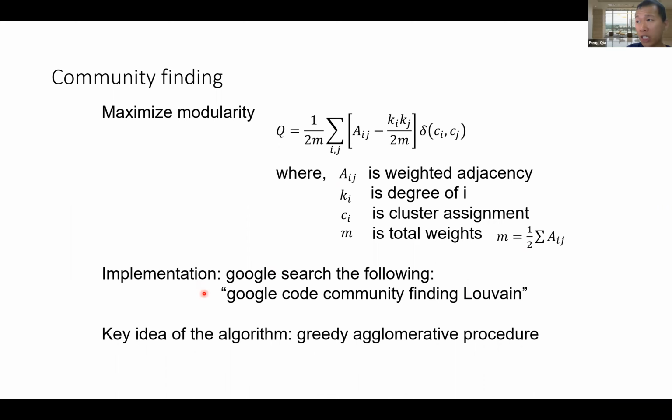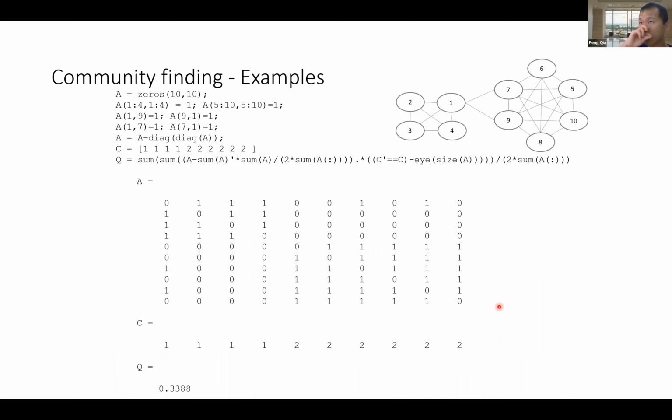And by the way, for implementation of community finding, there is a very good implementation by the Google Code community. So if you just Google search Google Code community finding Louvain, which is the name of a popular community finding algorithm, you will see implementations there. And existing single cell analysis packages like Seurat and Scanpy, they also have implementations just packaged in those algorithms.